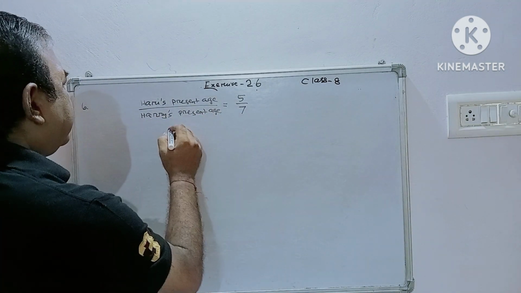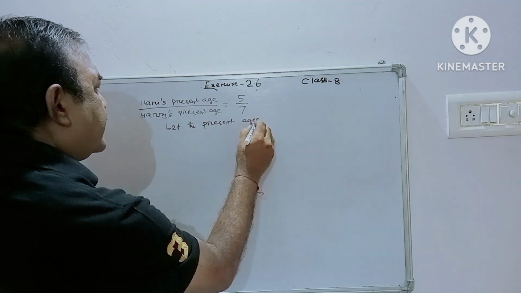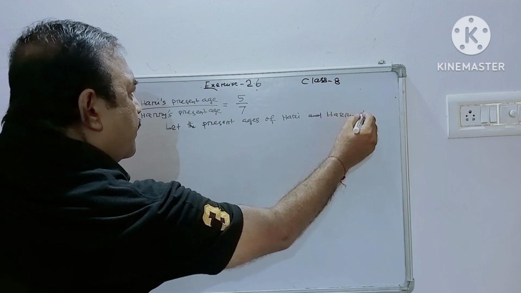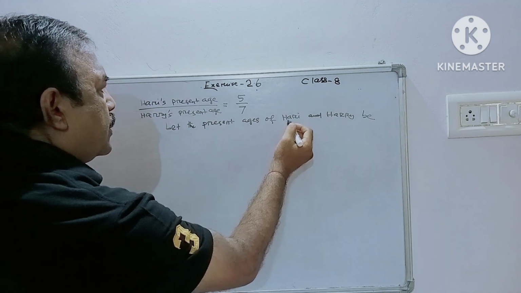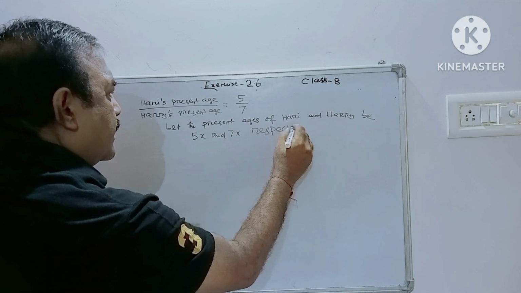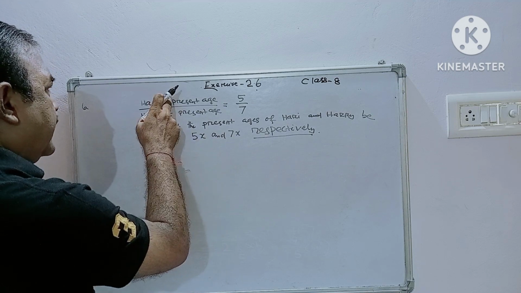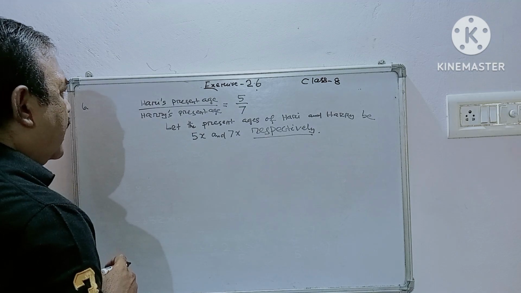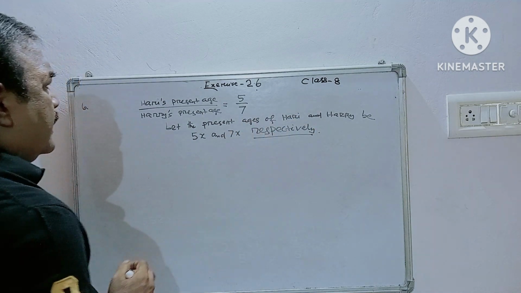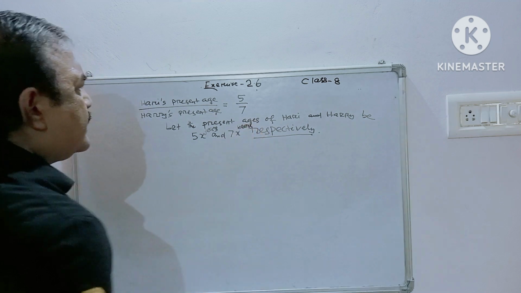So let the present ages of Hari and Hari be 5x and 7x respectively. Never forget to write respectively, because in that order we can show that 5x years belong to the first Hari and 7x years belong to the second. So let the present ages of Hari and Hari be 5x years and 7x years respectively.